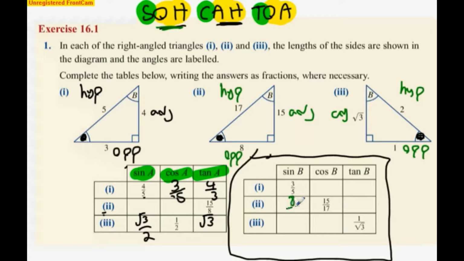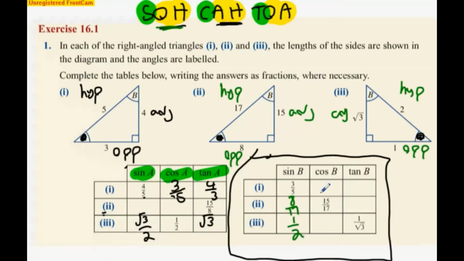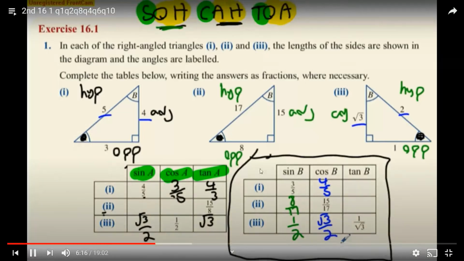Next, we're going to have to fill out our table for sine B, cos B, and tan B. Well, what we can see here is that in triangle 2, the opposite over hypotenuse is 8 over 17. In triangle 3, the opposite is 1 and the hypotenuse is 2, so that means this is 1 over 2. Next we're going on to cos B, and cos B is 4 over 5 in triangle 1 because it's adjacent over the hypotenuse. And then in triangle 3, the adjacent over the hypotenuse is root 3 over 2.